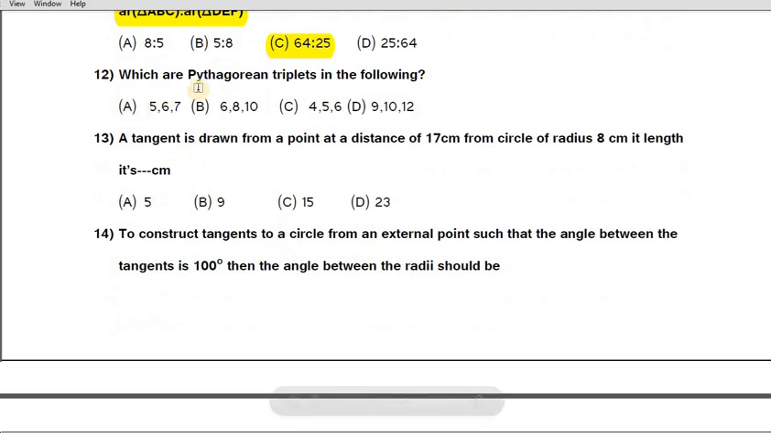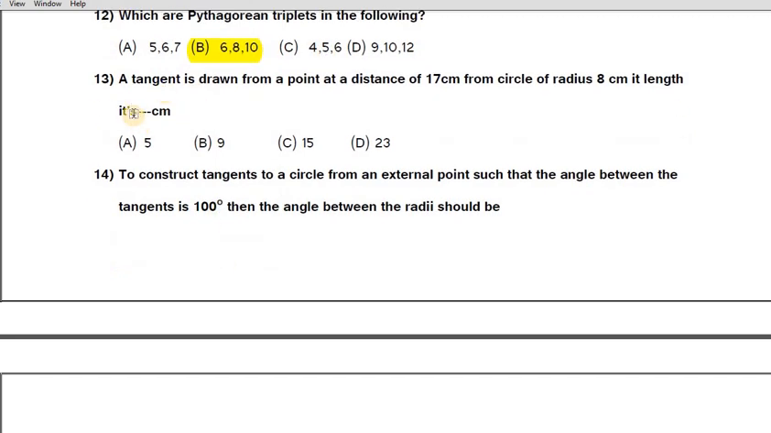Question number 12. Which are Pythagorean triplets in the following? So easily you can identify, children. Option A, 5, 6, 7. No, it is not a Pythagorean triplet. Option B, 6, 8, 10. Yes, it is a Pythagorean triplet. So 6 square means 36, 8 square means 64. 36 plus 64 is 100 and root 100 is 10. So obviously C and D will be wrong.